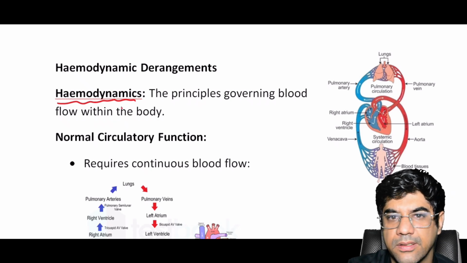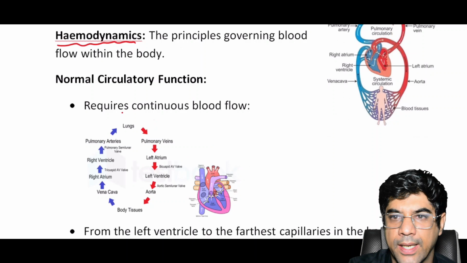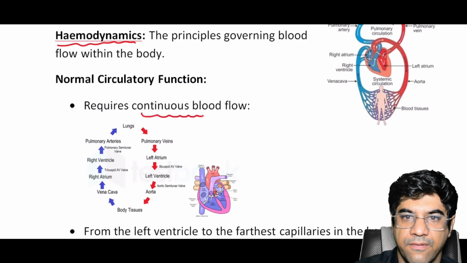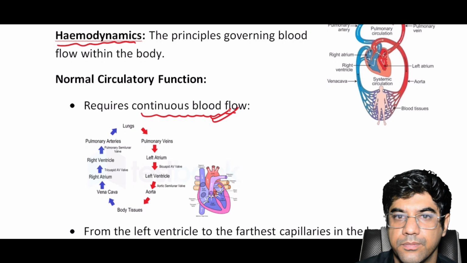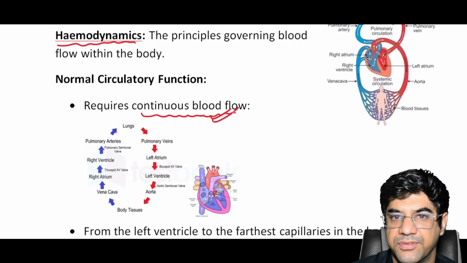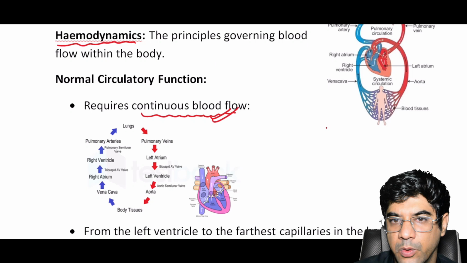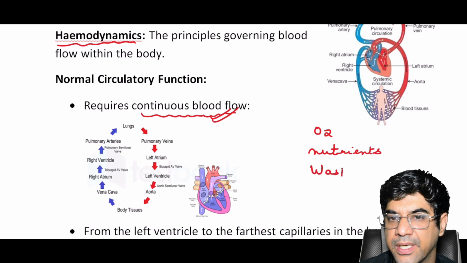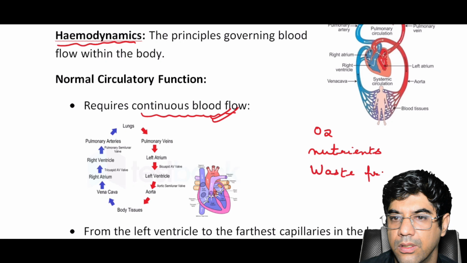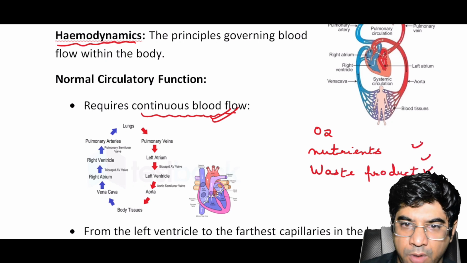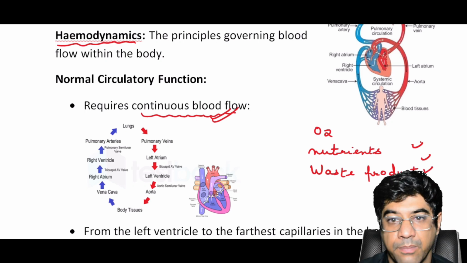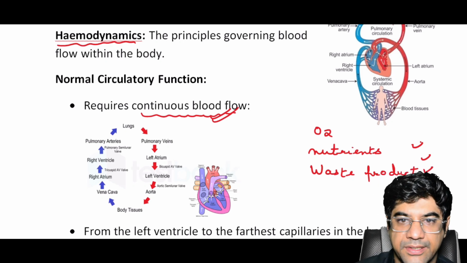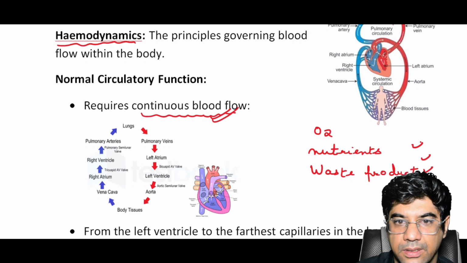Now, the normal circulatory function requires a continuous blood flow. The circulatory system functions to transport oxygen, nutrients, and waste products to and from the cells. So that involves a continuous flow of blood through the heart, arteries, capillaries, and the veins.